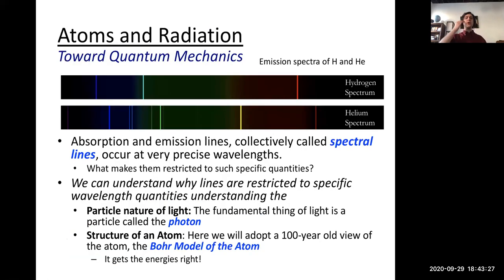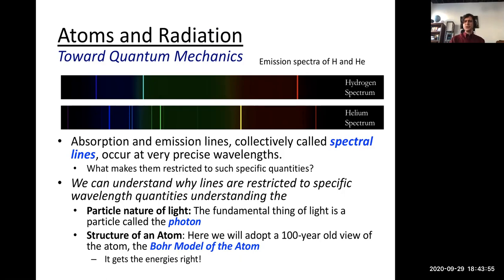Okay, so back to motivation. We saw, whenever we looked at, say, the emission spectrum of hydrogen or the emission spectrum of helium, we see these emission lines at very, very precise wavelengths. The same is true for absorption lines. So if we're talking about emission and absorption lines collectively, we usually just call those spectral lines, because they're a line in a spectrum. But they occur at very specific wavelengths.